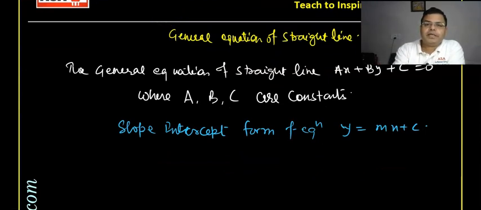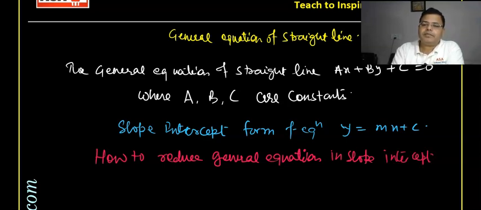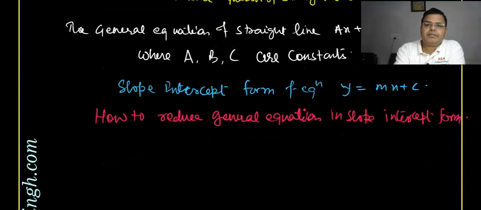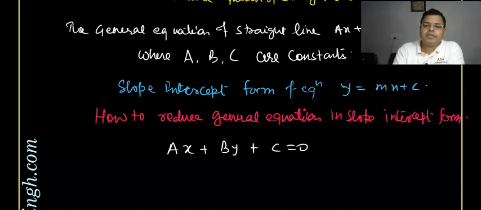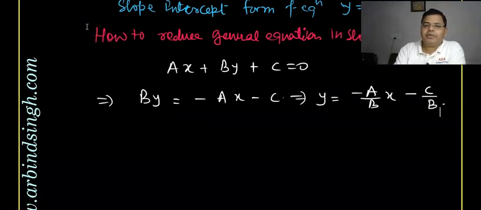How to reduce the general equation to slope intercept form? Here the general equation is given as Ax plus By plus C is equal to 0. This implies By can be written as minus Ax minus C. And therefore, y can be written as minus A by B into x minus C by B. And this is in the form of y is equal to mx plus c.